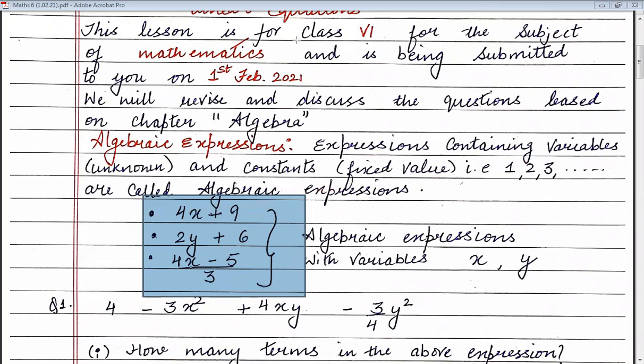Okay, students, let's have a look at the third one. Now, this is your 4x minus 5 upon 3. Can you tell me the variable in this particular algebraic expression? Yes, this one is x. So x is a variable here. So now children, all these three expressions are algebraic expressions. Okay. Now let's move on to a question.